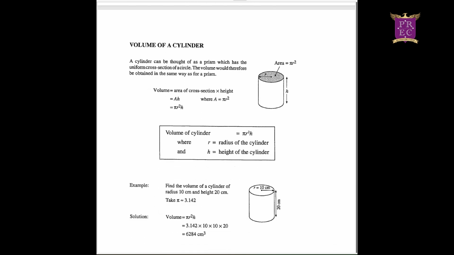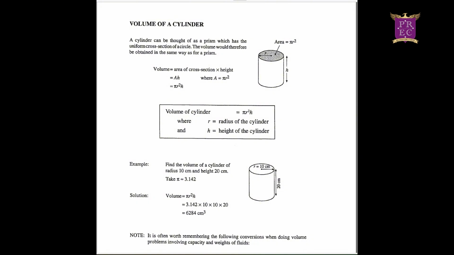Now, let's look at the volume of a cylinder. The volume of a cylinder is given by pi r squared times the height. So pi r squared will be what? The area of the front-facing face, the circle here. Imagine a cylinder like this. So you find out the area of this and then multiply it by the length. And that's how you get the volume of a cylinder.